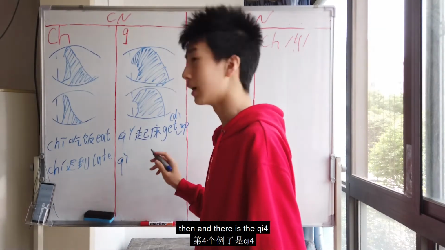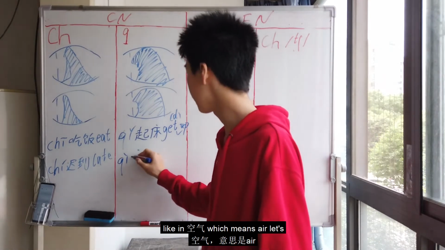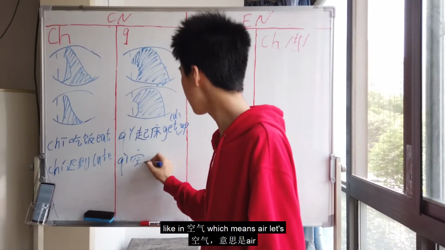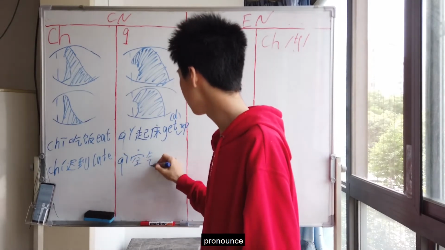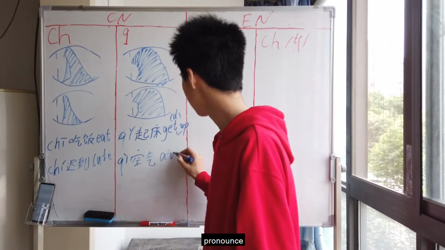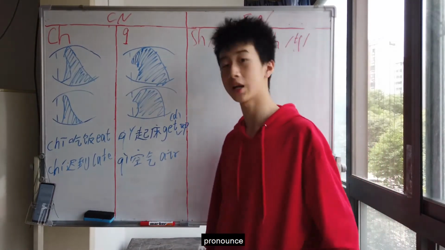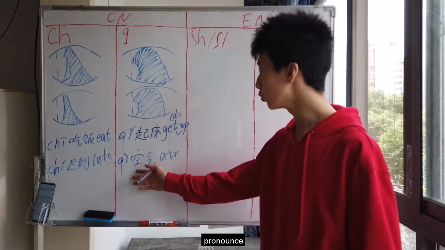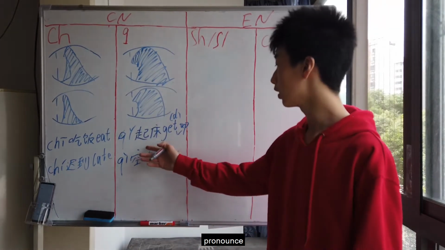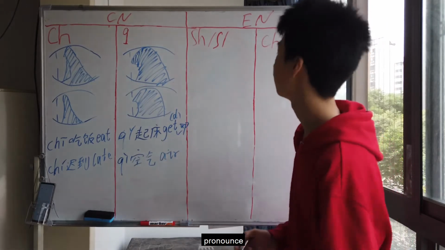Then there is the 气, like in 空气, which means air. Let's pronounce 空气, 空气. 呼吸新鲜空气, breathe in some fresh air, get some fresh air. 空气, 起床.